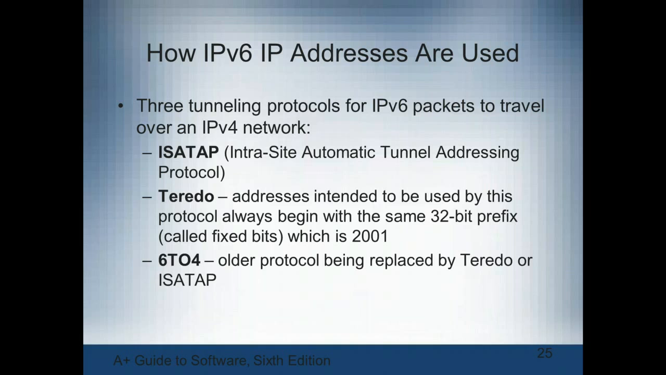Then there's tunneling, and you have to know ISATAP, Teredo, and 6to4. These are for the transition from IPv4 to IPv6 and allow you to use both protocols. ISATAP is the Intra-Site Automatic Tunneling Address Protocol. With 6to4, we put a 4 address on the 6 and send it across the 4 network. When it gets to the other end, it takes the 4 address off and then uses the 6 address on the 6 network.